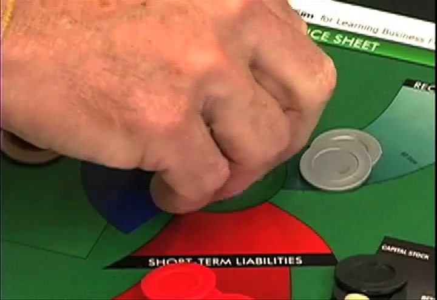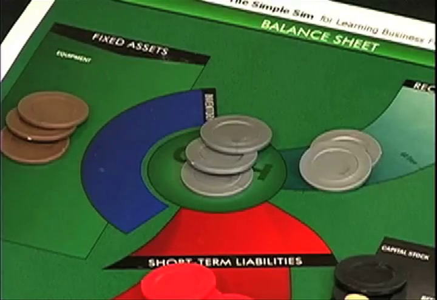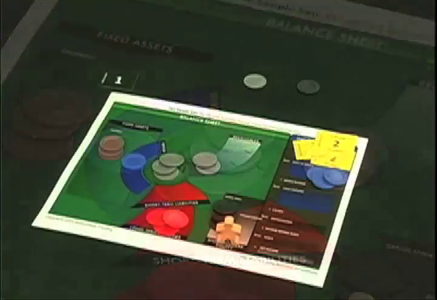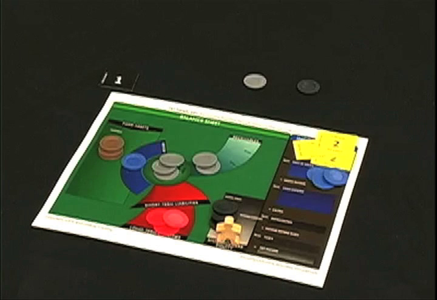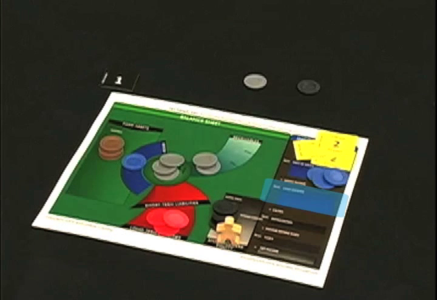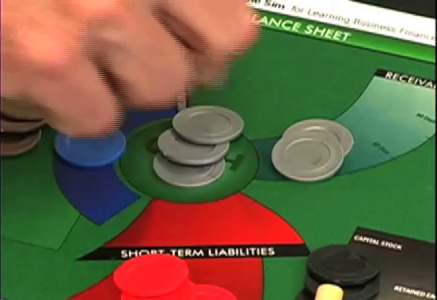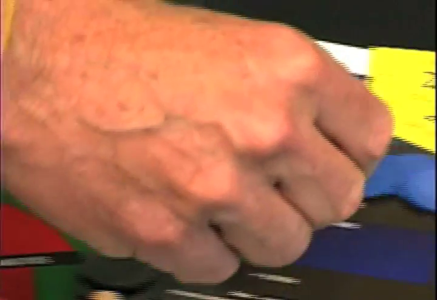So take 1 silver from cash and put it off the board to buy another oil for your inventory. After 3 months, you've got some other expenses. You need to cover your selling, general and administrative costs for the period, rent, utilities and salary for yourself. So we'll take another one out of cash and pay that as an expense.